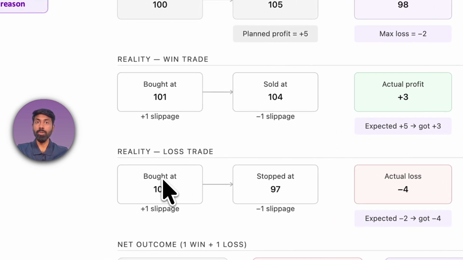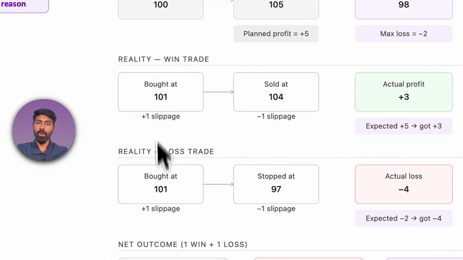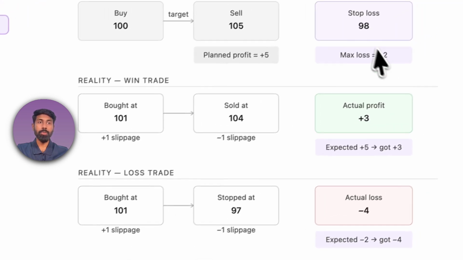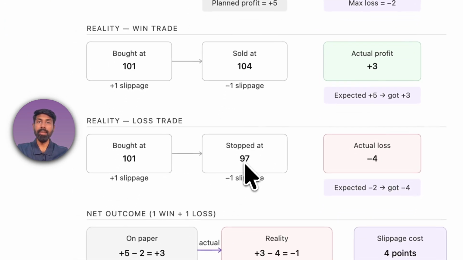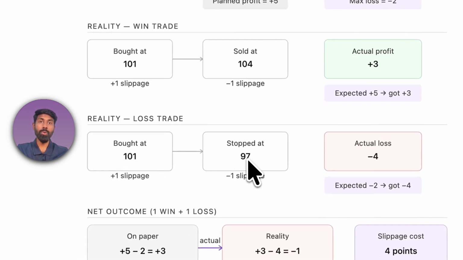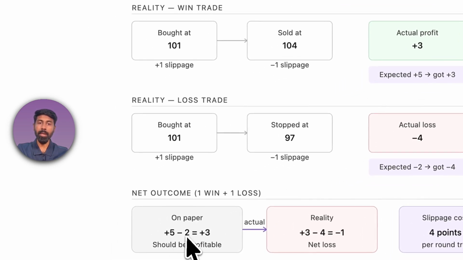Now let's say the trade is going against you. You bought at 101. Your stop was supposed to be at 98, but the stop got triggered. You didn't get 98, you got 97. You sold 1 rupee lower. The actual loss is minus 4. You were supposed to get minus 2 loss, but you got minus 4 loss. Let's say you took two trades in a day, one ended in profit, one ended in loss. You were supposed to get plus 5 minus 2, which is plus 3, but you actually got plus 3 and minus 4, which is minus 1 net loss.